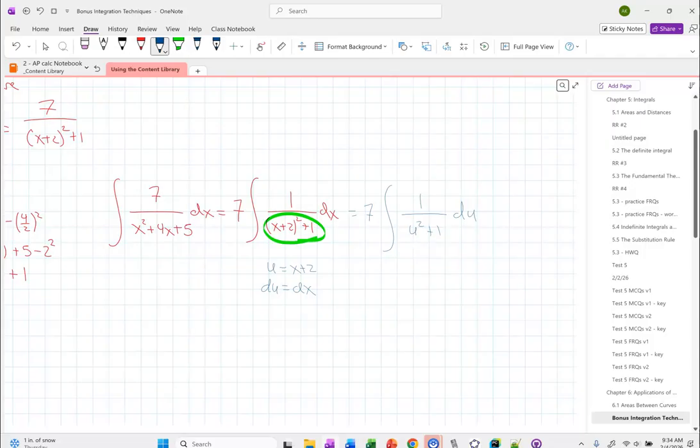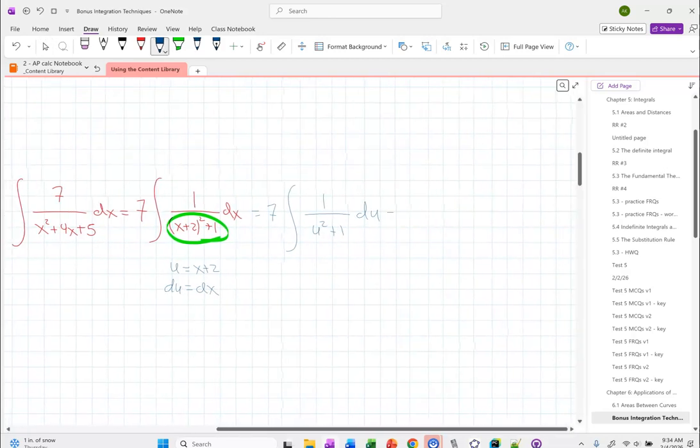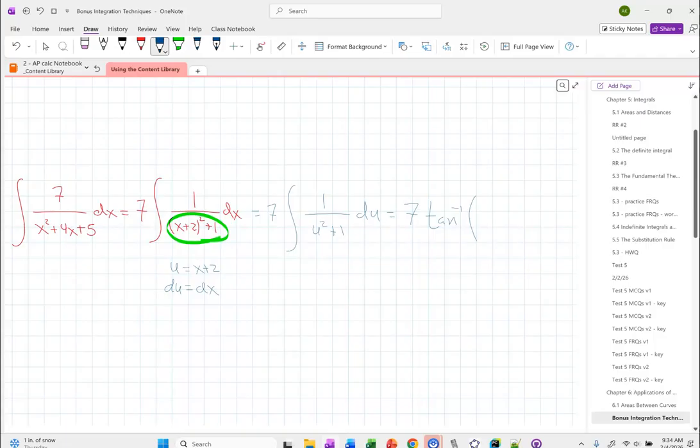Is everybody okay with the u substitution I made? Now, what is the antiderivative of 1 over u squared plus 1? Inverse tangent of u, and then replacing the u with x plus 2.